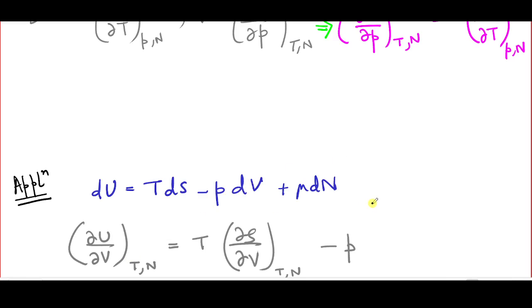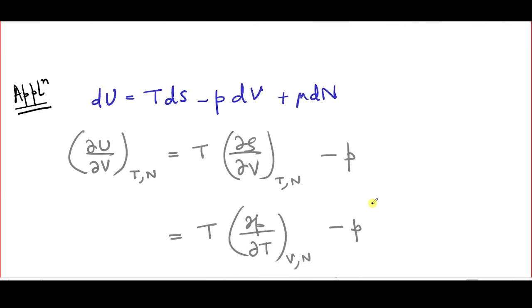Once again, in most textbooks, you will see the same relation without constant N being mentioned because that's taken to be the obvious situation anyway. Now, according to one of the Maxwell relations that we have figured out, del S del V at constant T and N is the same as del P del T at constant V and N. So this is an expression that we get for the rate at which U changes with volume once you hold temperature and number of moles constant.